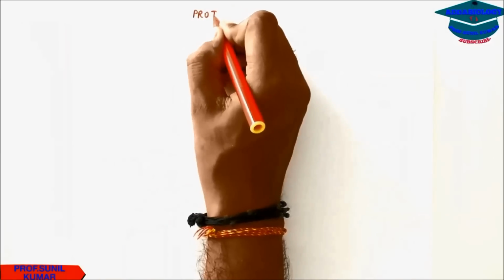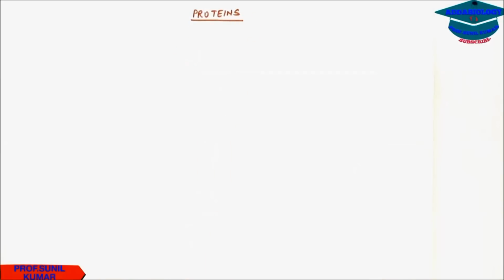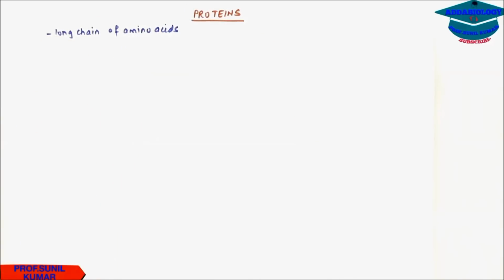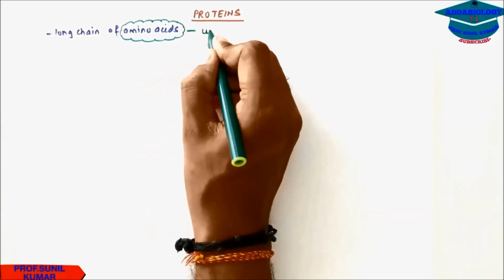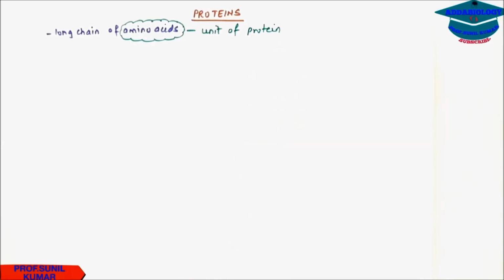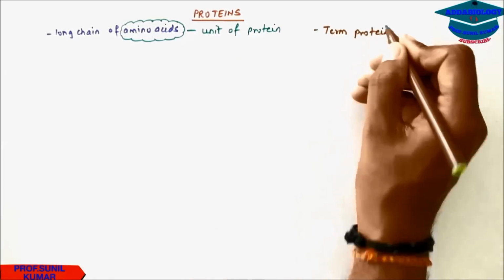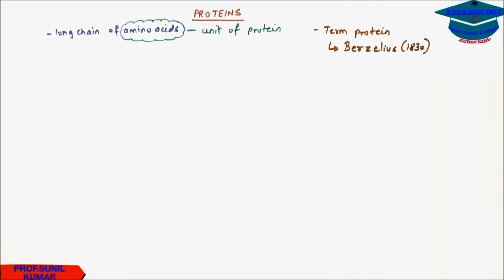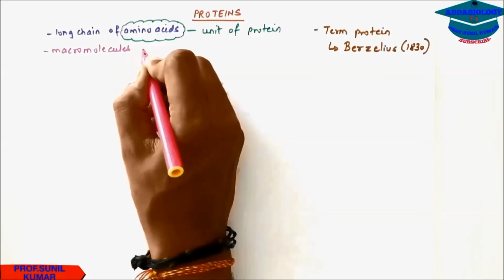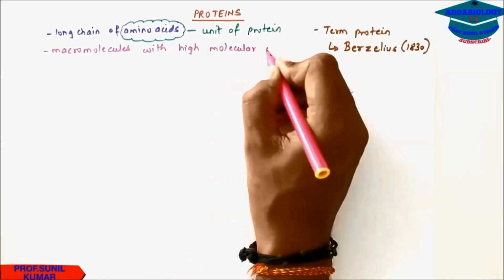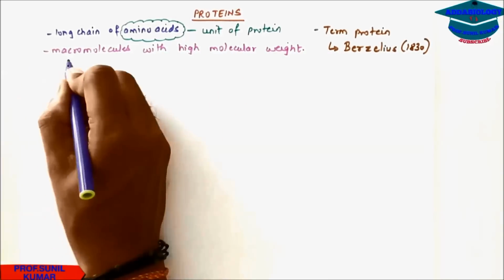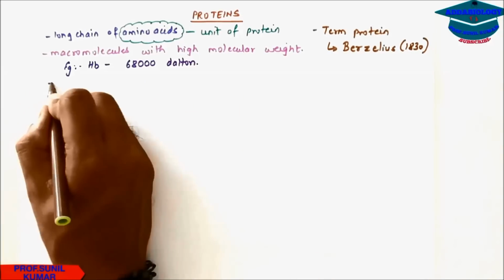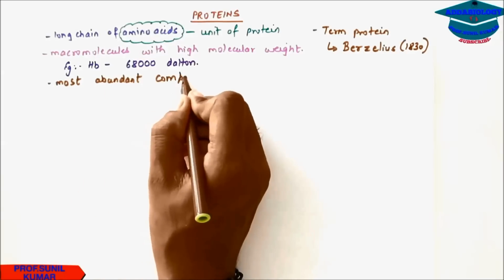Friends, let's try and understand what proteins are. Proteins are long chains of amino acids. Amino acids are the units of proteins. The term protein was coined by the scientist Berzelius in 1830. Proteins are macromolecules with high molecular weight. For example, hemoglobin has a molecular weight of 68,000 Dalton. It is the most abundant component of the cell.